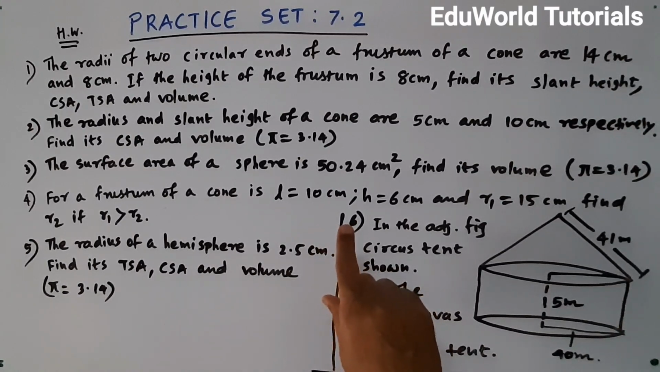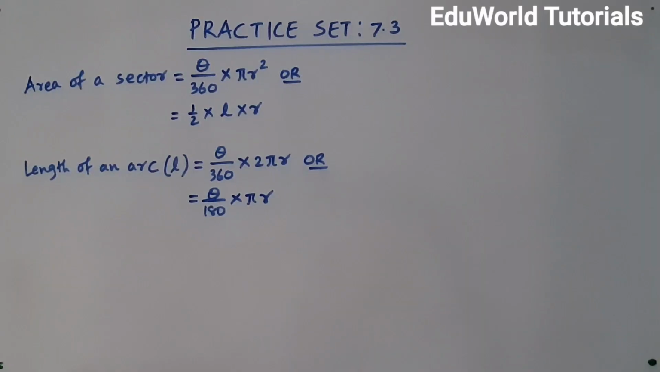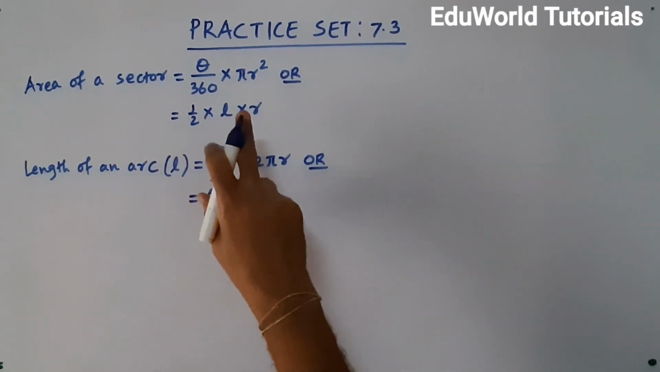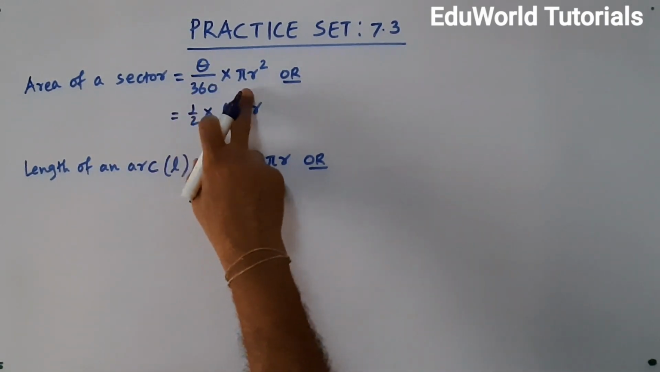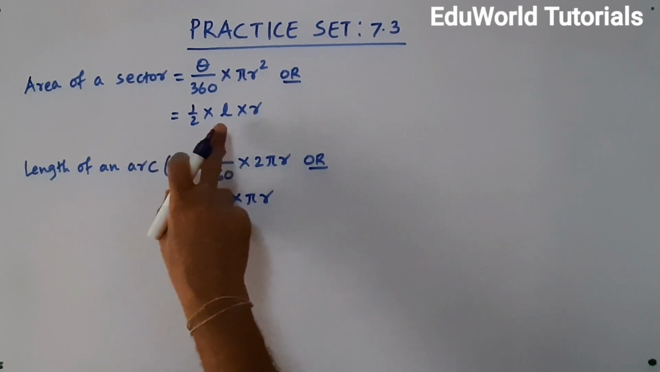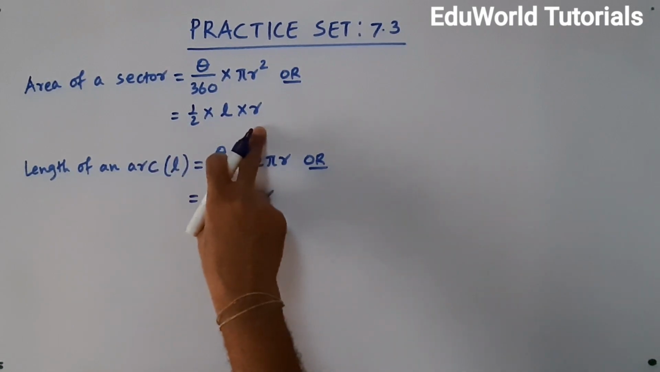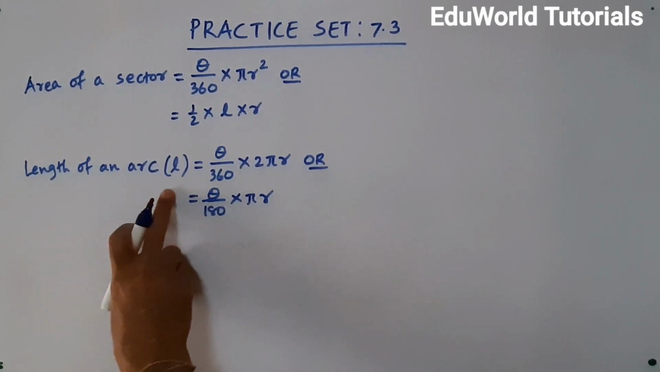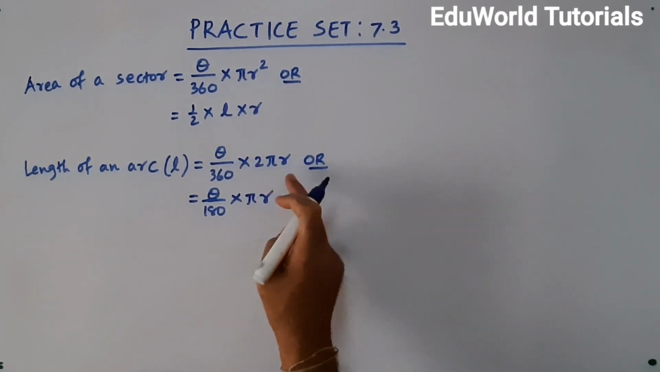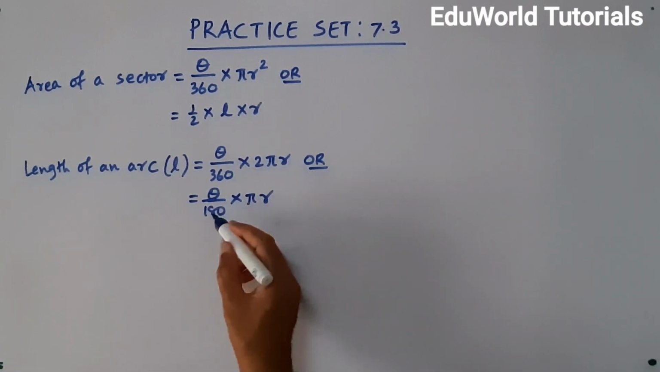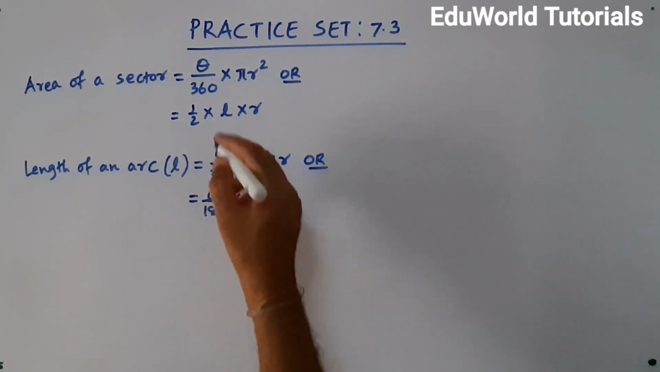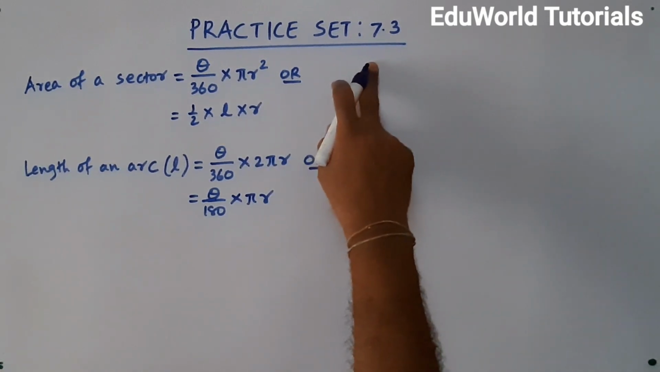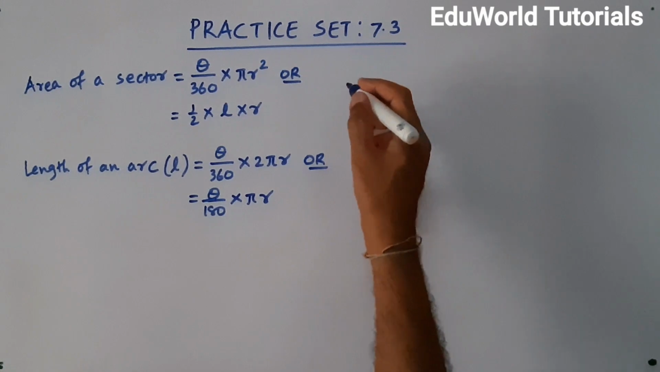The formula for area of sector and length of an arc. So students, these are the formulae. Area of sector, there are two formulae I have given you. One is theta upon 360 into pi r square, or it is half into length of arc multiplied by radius of the sector. Another formula, length of an arc, L is equal to theta upon 360 into 2 pi r, or if you cut this 2 and 360, we get theta upon 180 into pi r. So these are the formulae based on which all the sums in practice set 7.3 are given. Remember this formula.